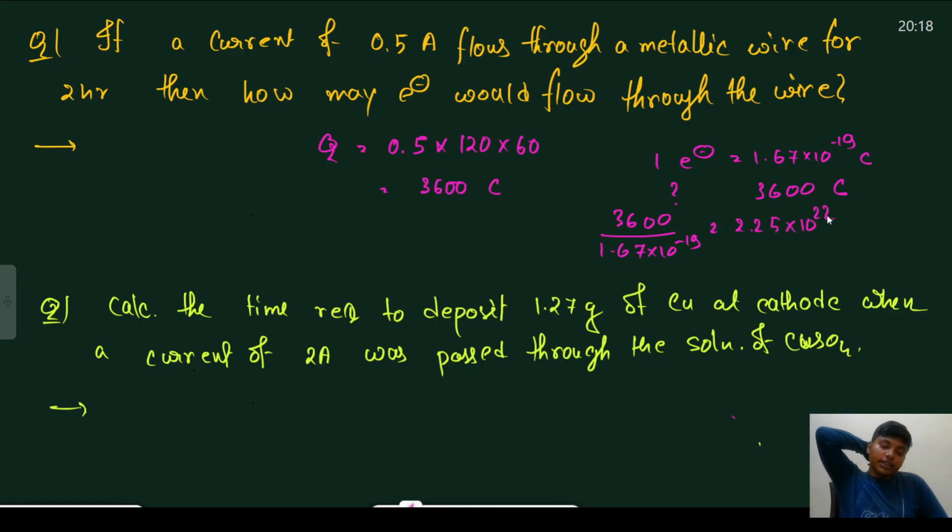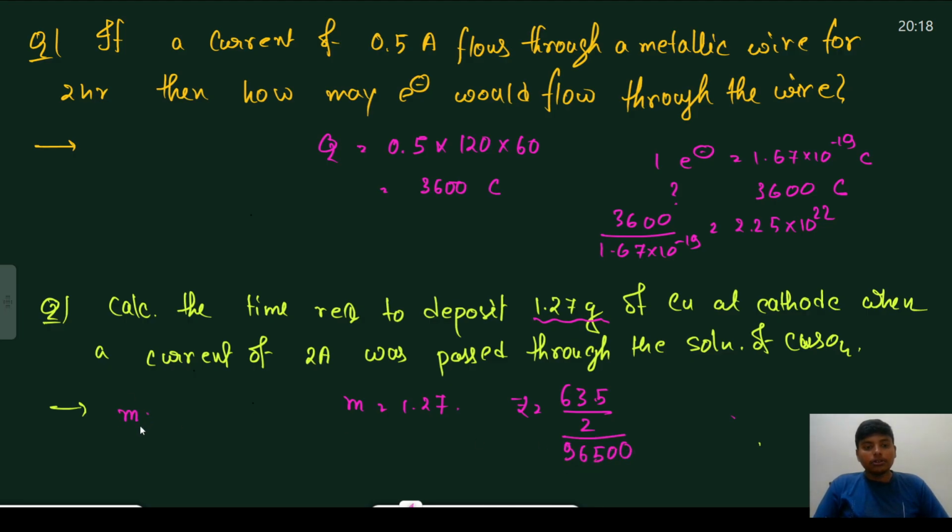Next, calculate the time required to deposit 1.27 gram of copper at the cathode when a current of 2 ampere was passed through it. So M value is 1.27. Yes? What is the Z value? Z value is 63.5 divided by 2. This is actually the E value. And Z is E by F, with F as 96500.